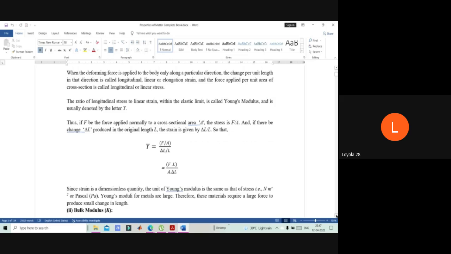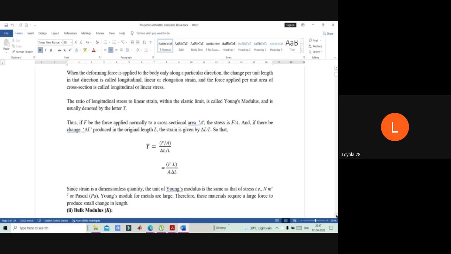Stress is nothing but force per unit area, that is the pressure applied, and the change in the length to the original length we call it the strain. So this is the definition of Young's modulus, and these materials require a large force to produce a small change in length, that is called Young's modulus.